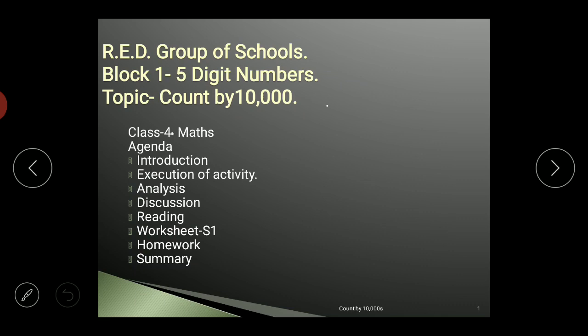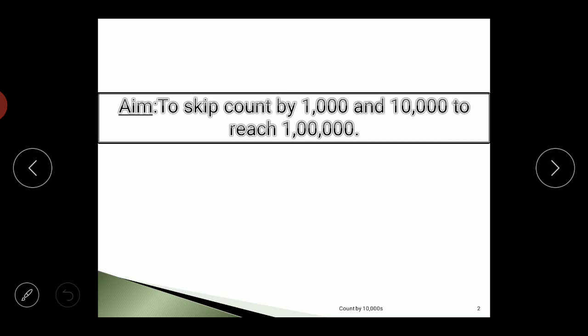So let's start. First of all, I'm going to tell you our aim. Today our aim is to skip count by 1000 and 10,000 to reach 1 lakh. As we know, there are 4 digits in 1000 and 5 digits in 10,000, which we learned in our previous class. The new one is lakh. In lakh there are 6 digits: one at the lakh place followed by 5 zeros.